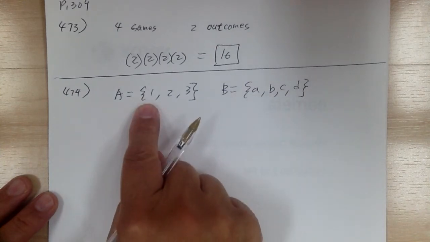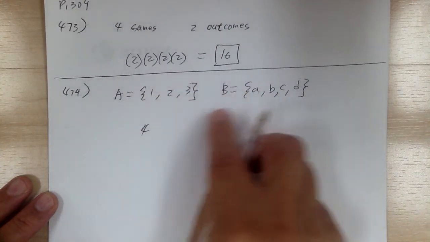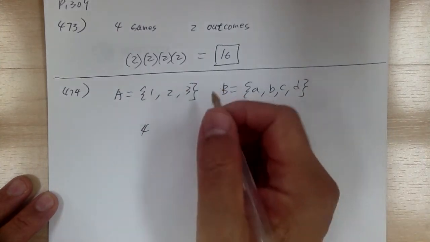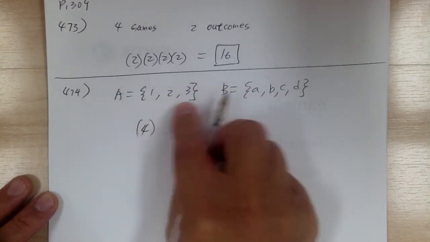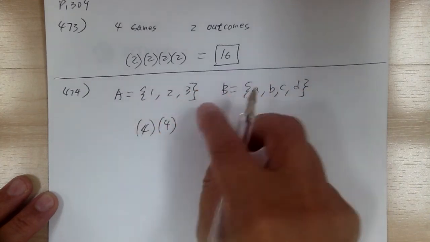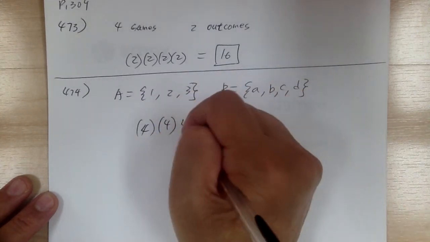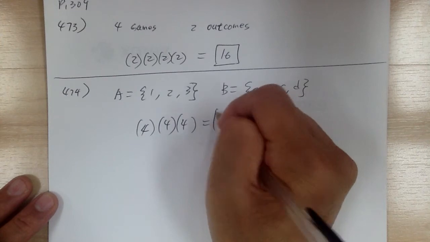Okay. So anyway, number 1 has 4 choices because you can have A, B, C, D. Okay, and the 2 can also have 4 choices. 3 can also have 4 choices, and therefore there are a total of 64 possible ways.